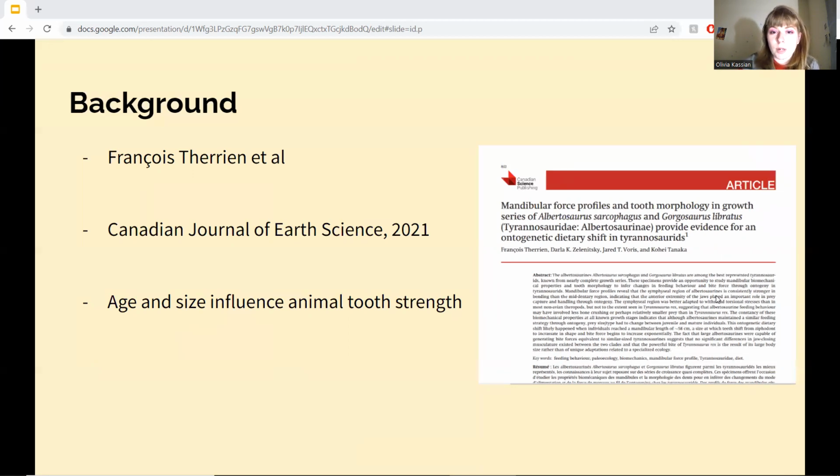They came into their experimental study with the goal of either supporting or disproving the idea that there is a pattern that can be found with increasing size and age when it comes to the tooth strength of various dinosaurs. So how exactly did they go about achieving this goal compared to the first paper that we talked about?